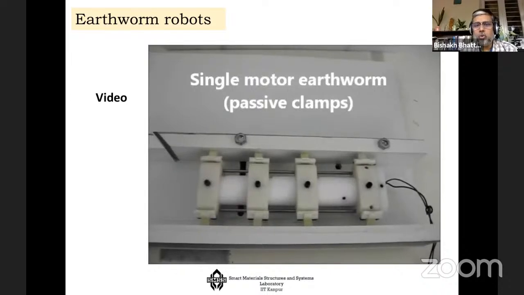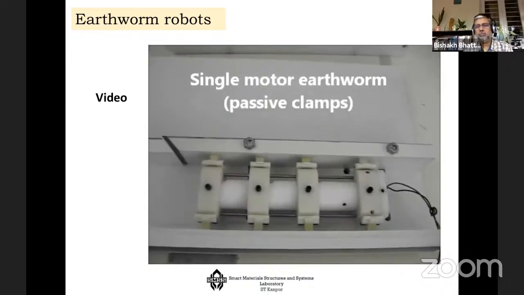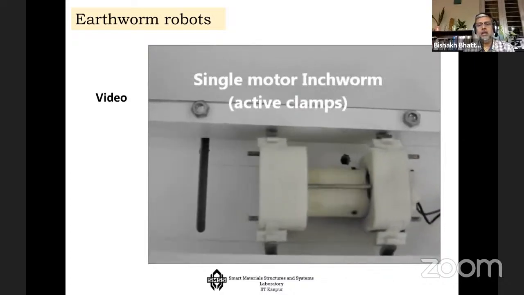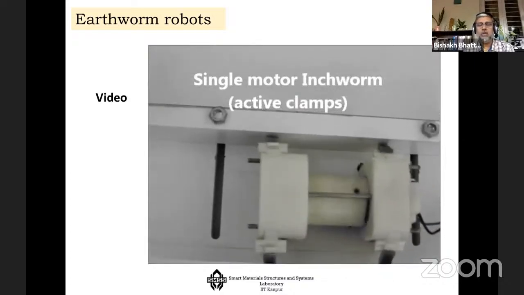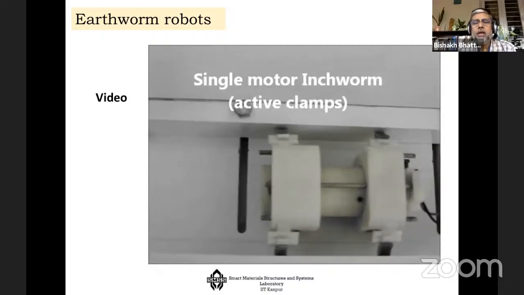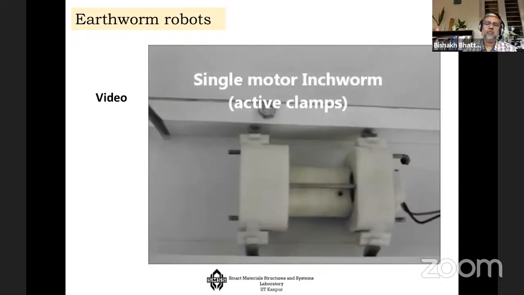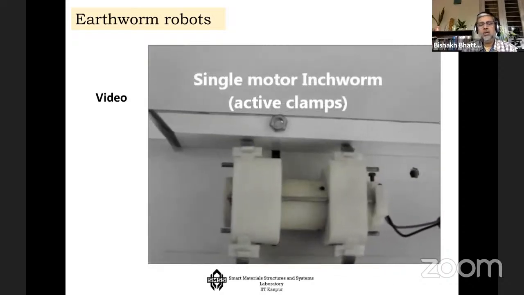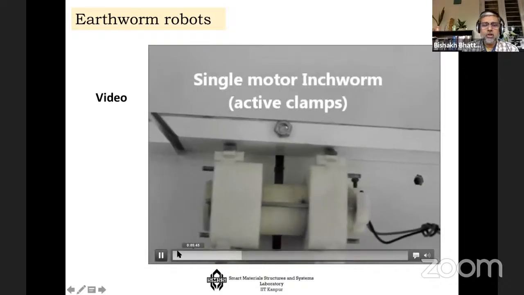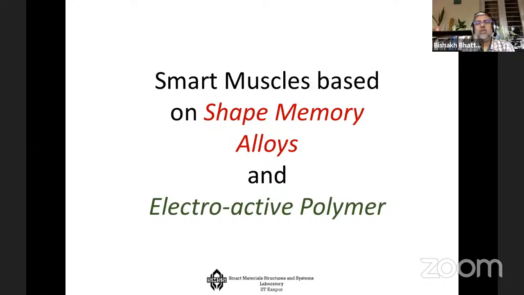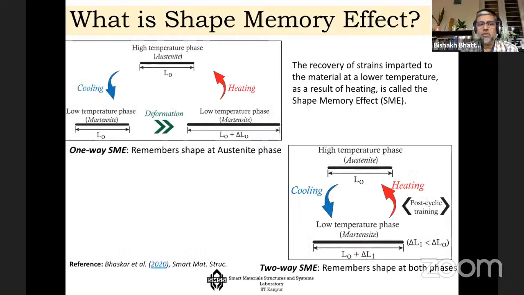So this is the earthworm type of system, and you can increase or decrease the speed because it is magnetic field. So by quickly reversing it, you should be able to increase or decrease the speed. So these are some of the applications of the magnetostrictive system. Next, I will come to smart muscles based on shape memory alloys and electroactive polymers.